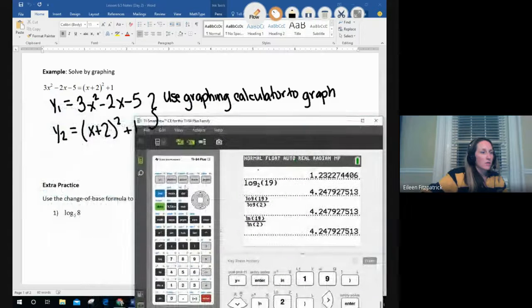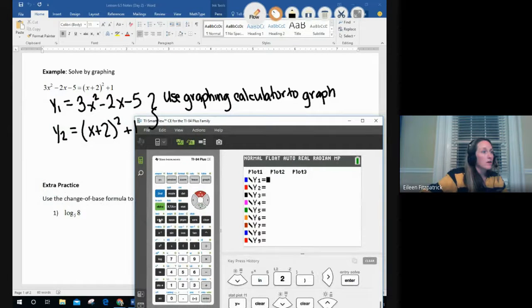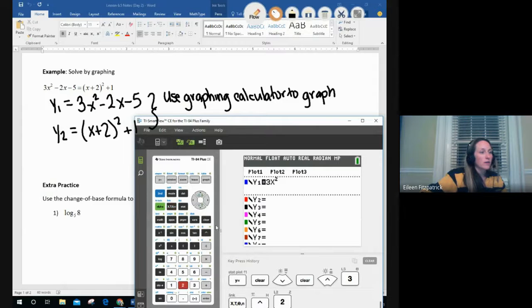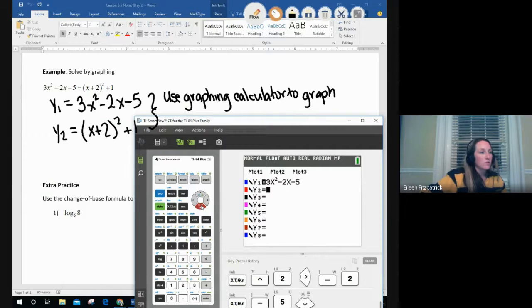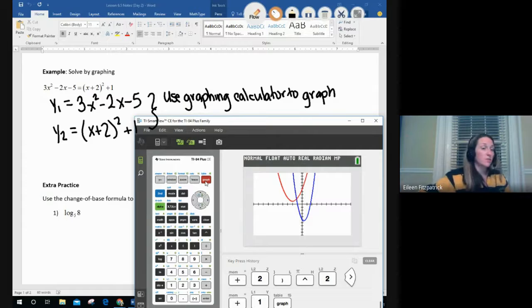All right. So I'm going to go to y equals, clear out the functions I have. So I have 3x squared minus 2x minus 5. Okay, that's your first equation. My second equation is x plus 2, that quantity squared, and then plus 1. Okay. So you can see you have two parabolas.